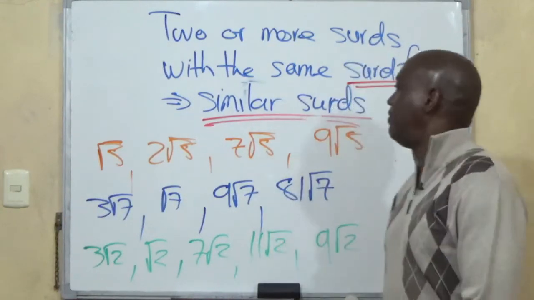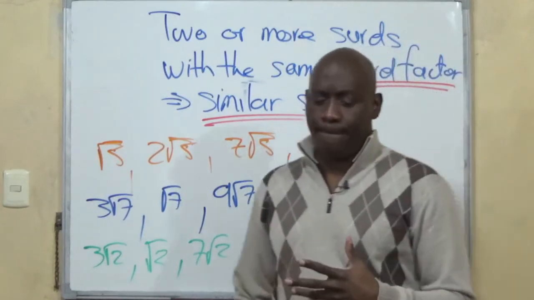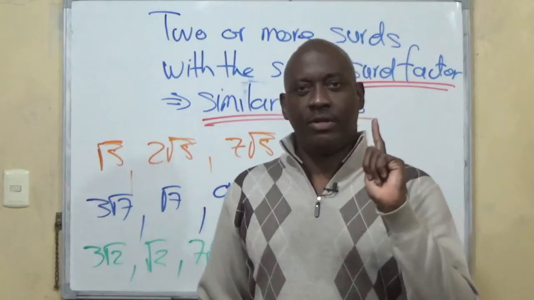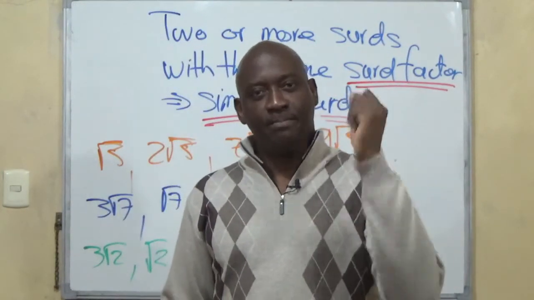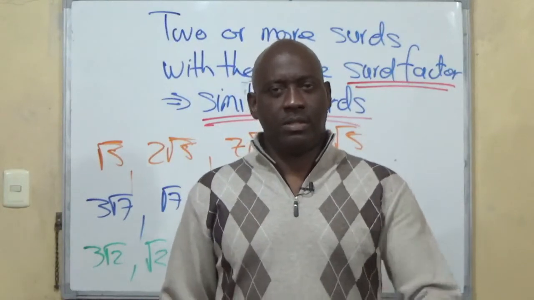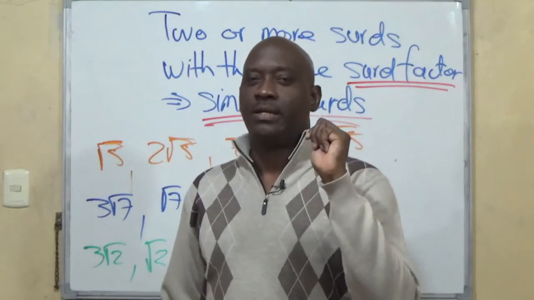So you have similar surds. So that's a quick recap. You have simple surds, you have the mixed surds, you have the compound surds, and then you have the similar surds.